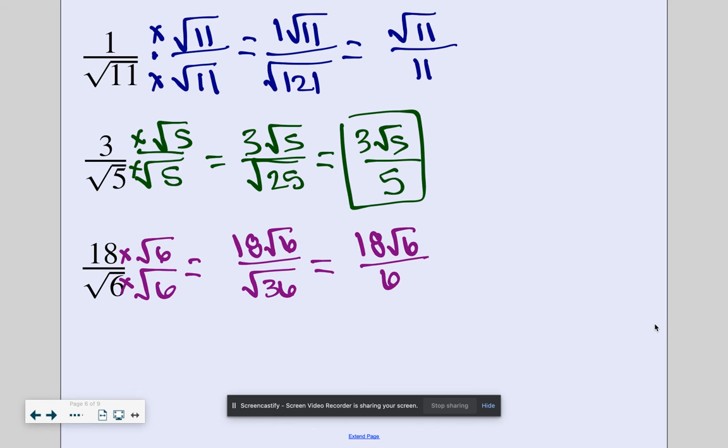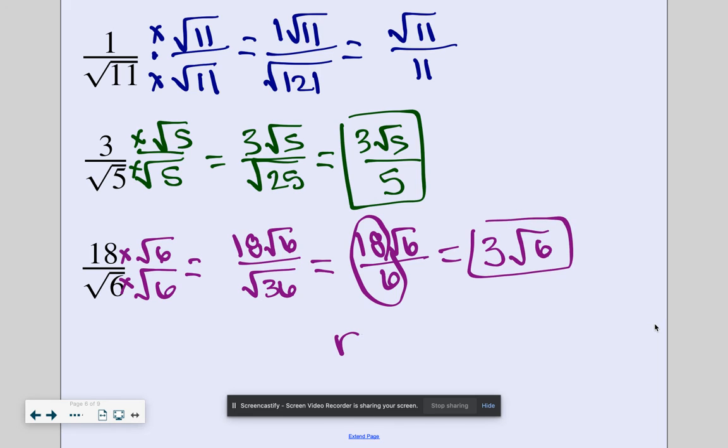Our square root of 36, that's a perfect square. We can pull that out and have just 6. No radical anymore. We lost our radical. Remember, when you take the square root of something, we lose the radical. Now, if we look, this fraction, we can reduce it. 18 over 6. So that reduces down to 3 square roots of 6. Okay? So, reduce your fractions.